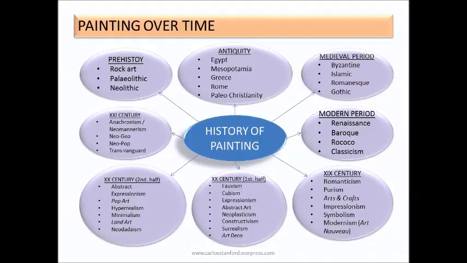Painting at its first half of the 20th century had an increasingly figurative connotation and was evident with Fauvism, Cubism, Expressionism, abstract art, Neoclassicism, Constructivism, Surrealism, and Art Deco. At the second half of the 20th century, painting underwent several transformations through abstract expressionism, pop art, hyperrealism, minimalism, land art, and of course, neo-Dadaism. And so far, 21st century, anamorphism, also known as neo-modernism, new geo movement, new pop, and transparent have been painting player tendencies.